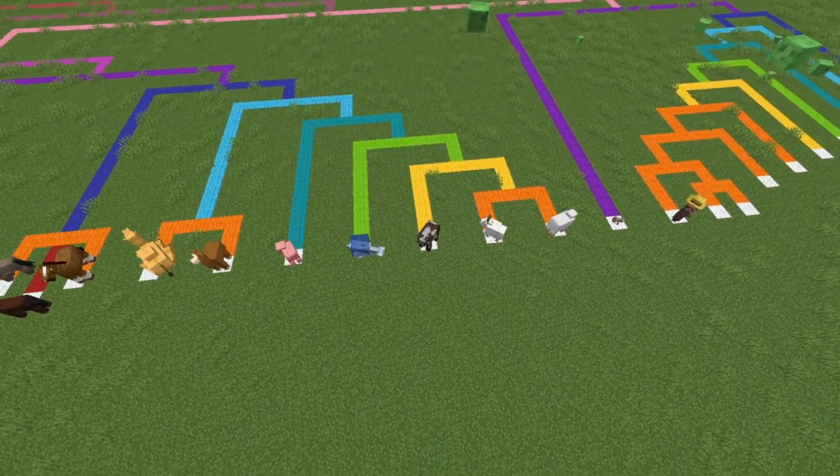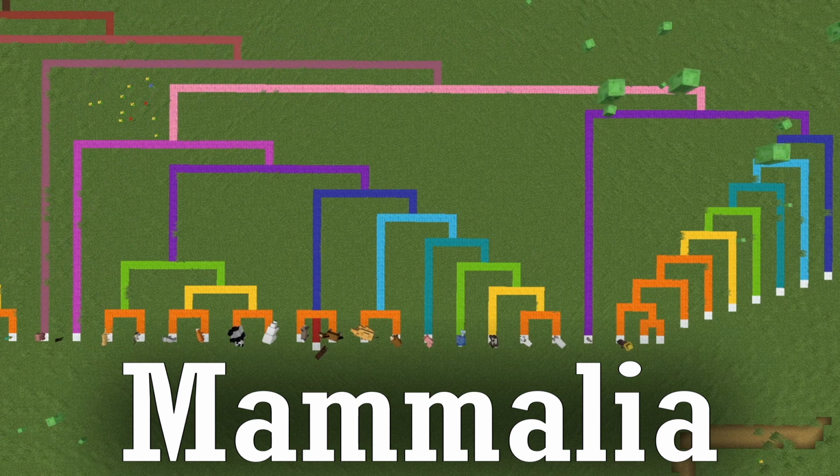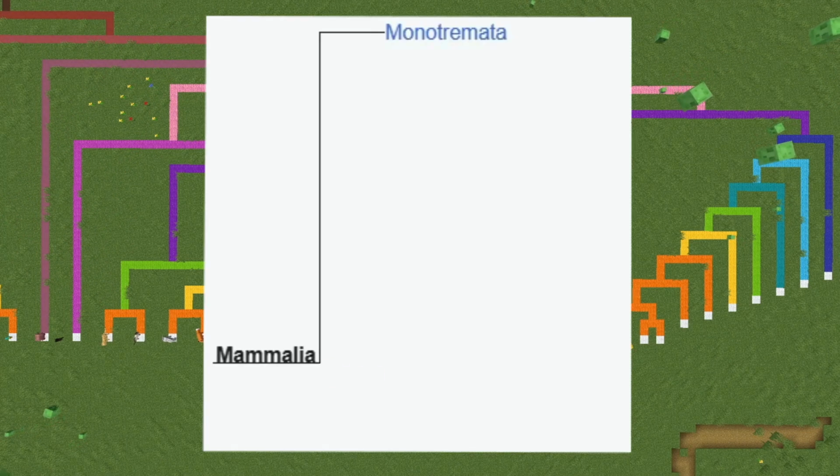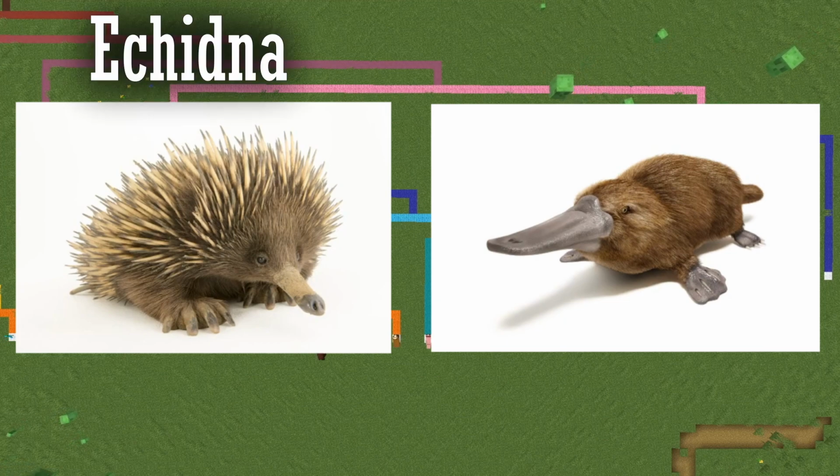To contextualize, we're going to zoom out to our taxonomical class, Mammalia. All the living mammals can be divided between the monotremes and the therian mammals. Monotremes are the mammals that still lay eggs, and they're only represented by 4 species of echidna and 1 species of platypus.